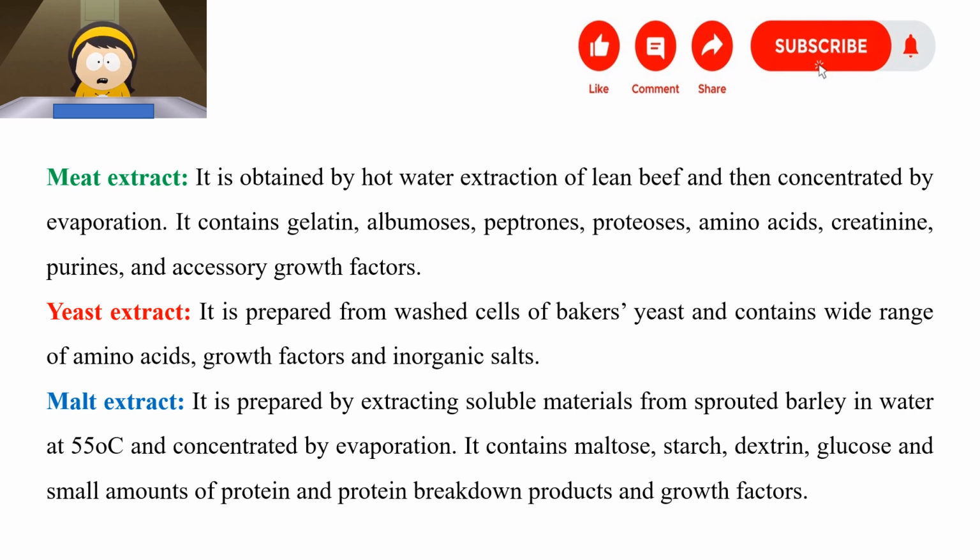Yeast extract. It is prepared from washed cells of bakers' yeast and contains a wide range of amino acids, growth factors and inorganic salts.